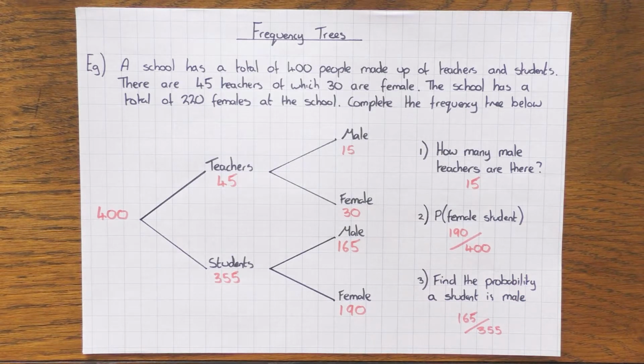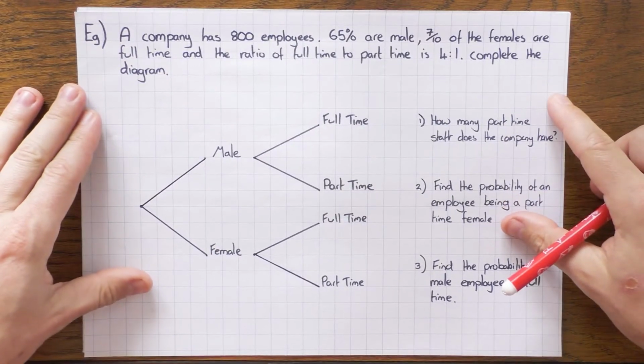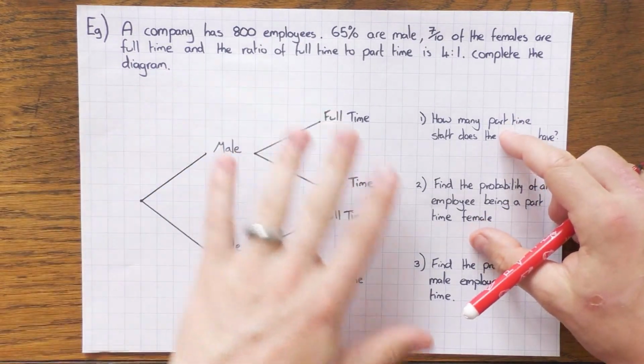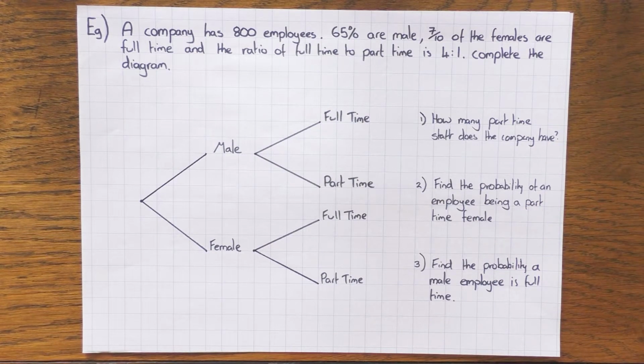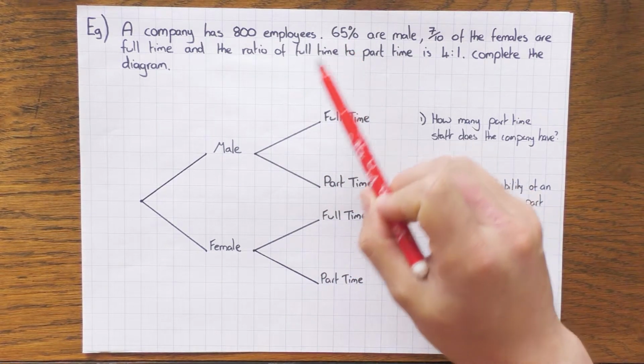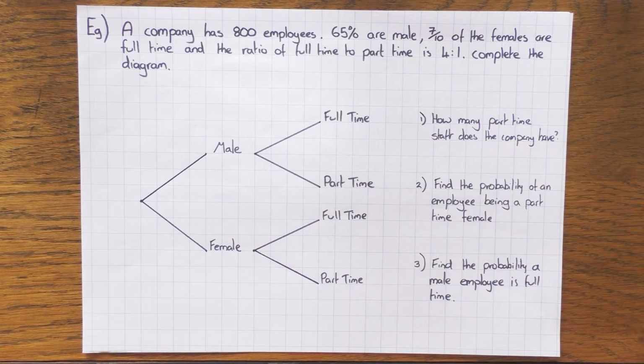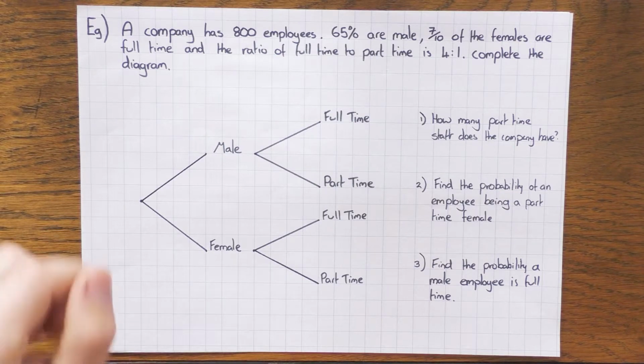Let's have a look at another one, which brings in some trickier ways to fill in our frequency tree. So here again, we've been given the basics of the frequency tree. Instead of just telling you the numbers this time, we've got some percentages, some fractions, and we've got some ratios. So it just adds that extra element of difficulty into doing this. So let's see if we can fill this in.